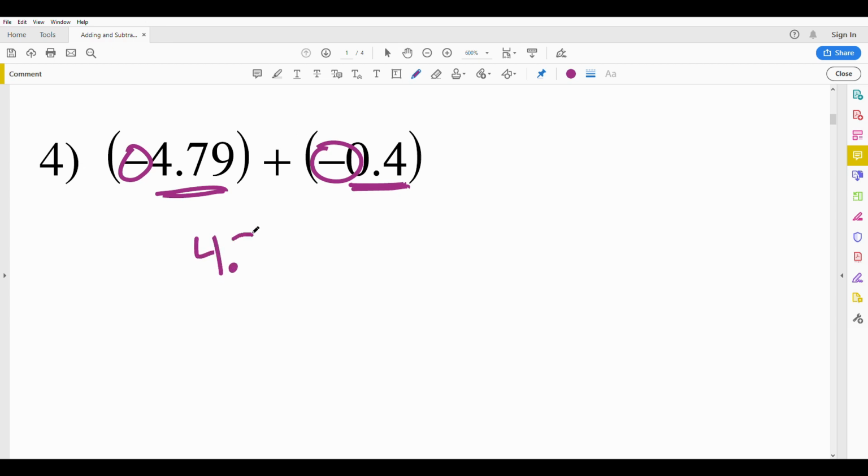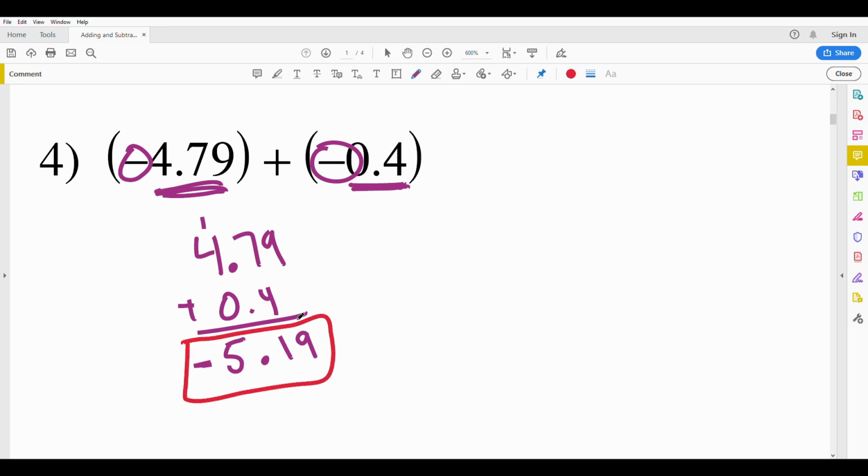So if I take 4.79 and I add that to 0.4, 0.79 plus 0.4 gives me 1.19. So I'll have 1 added to 4, which would give me 5. But remember, both of these were negative. So because I went from one negative number further into my negatives, this is going to be negative 5.19. Let's continue on to number 5.